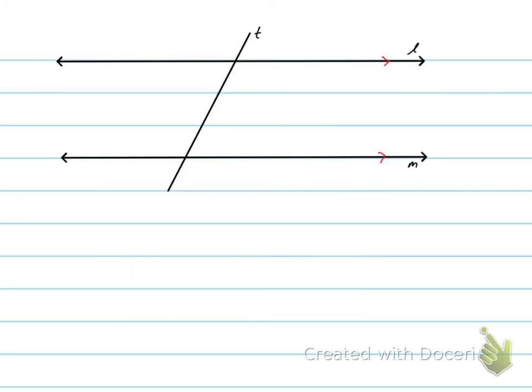So now let's say we have that same diagram. L and M are parallel, and line T is that transversal line. There's a bunch of different angle pairs that we can form out of this relationship. I'm going to start by labeling the 8 angles that I see in this diagram.